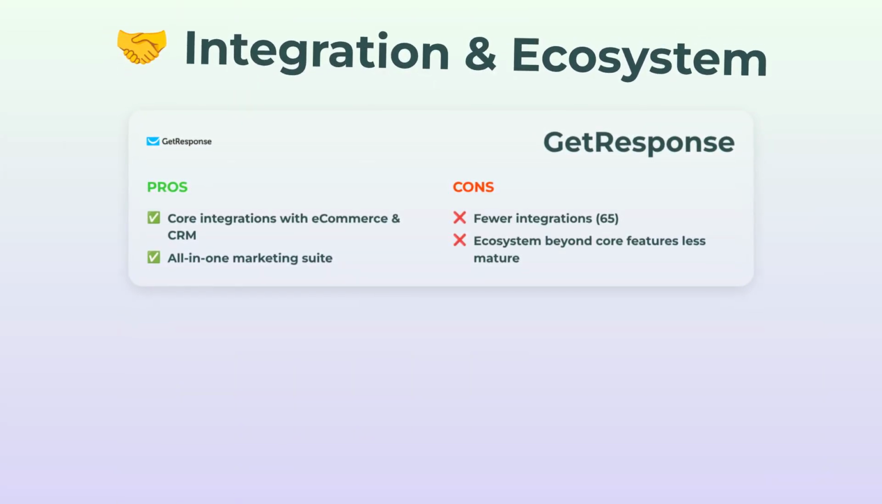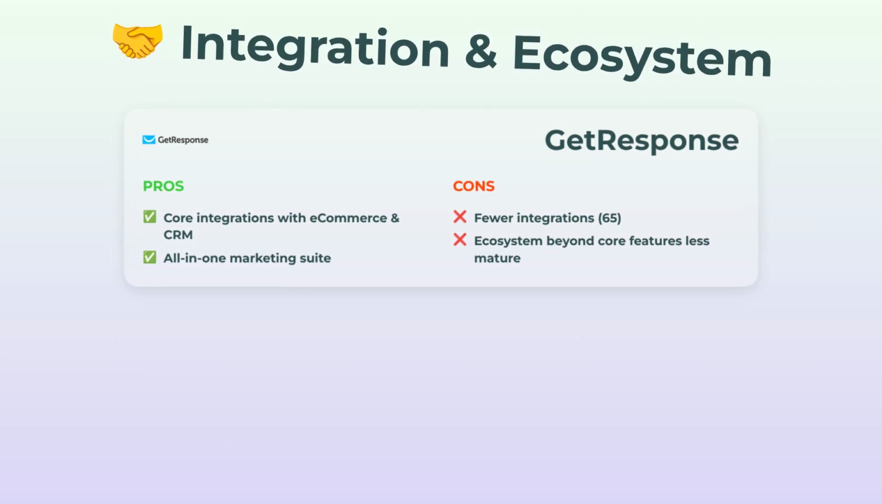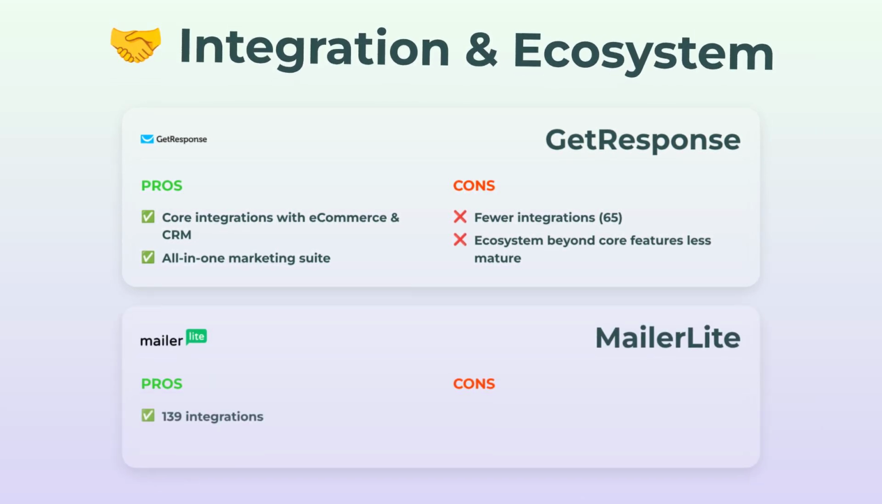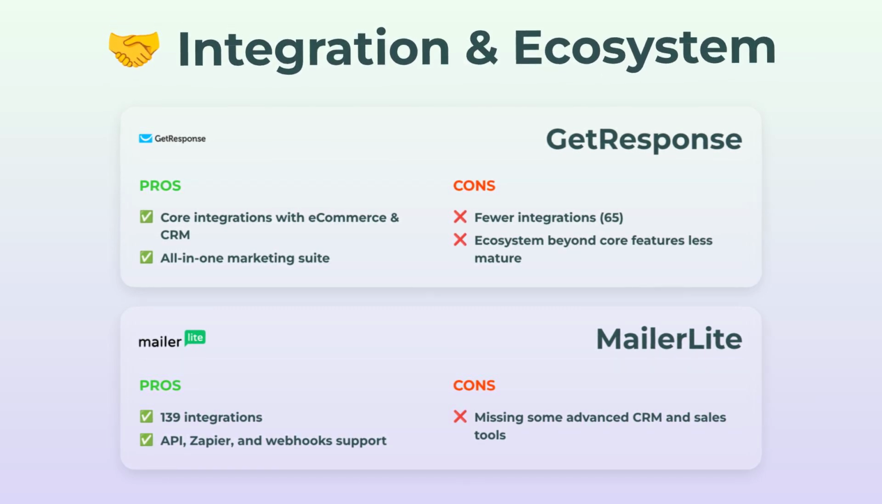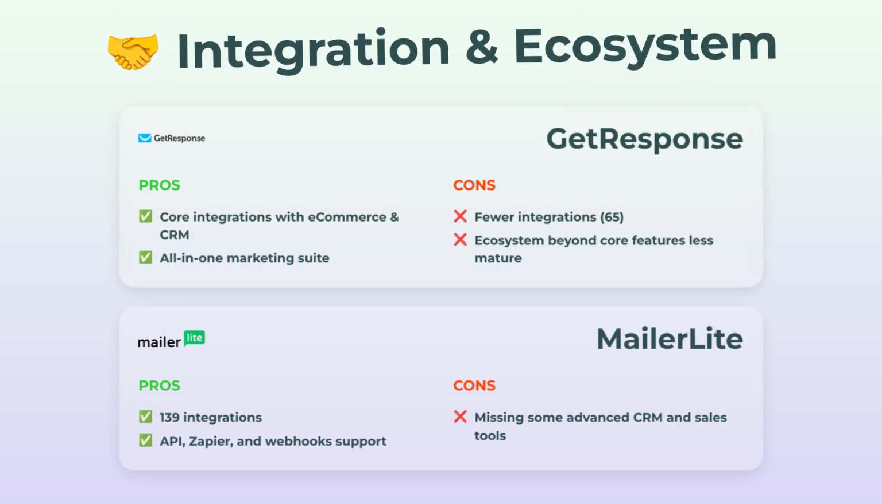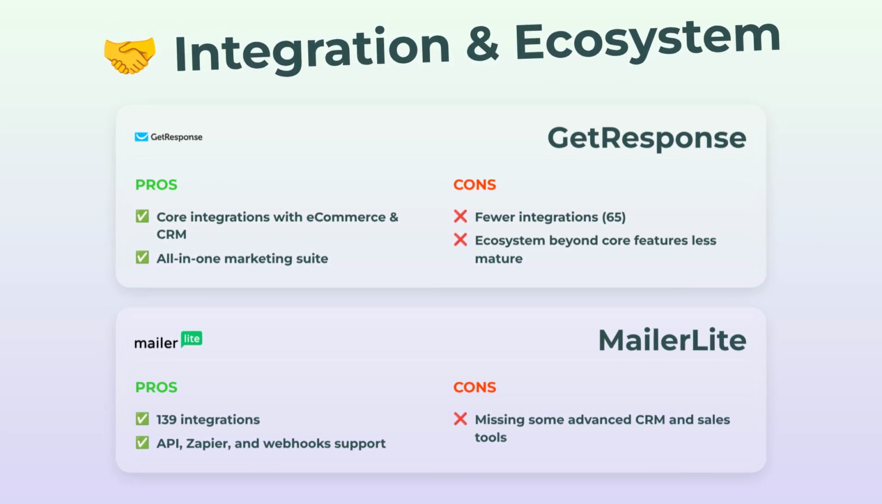GetResponse brings in the basics: core e-commerce and CRM integrations. It's truly a suite, a lot under one roof. But the actual number? Only 65 integrations, and their broader ecosystem kind of trails behind. MailerLite, though? Oh, and here's something cool. 139 integrations. That's nuts. Plus, they offer API access, Zapier connectors, webhooks, you name it. Sure, they're missing a few heavyweight CRM features, but overall, MailerLite wins this round for being way more plug-and-play with other services.